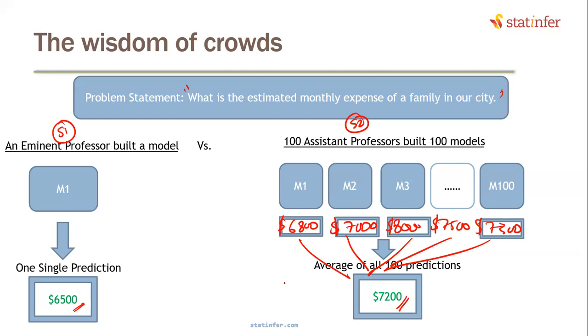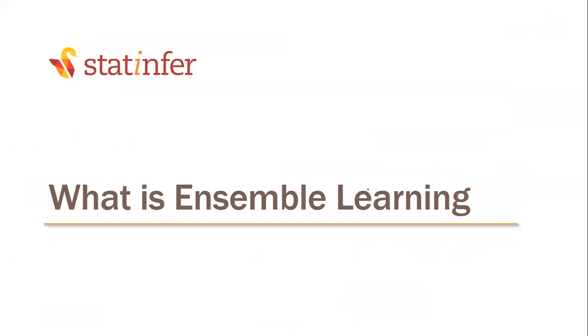Now, if I ask you the question, one model prediction versus the average of 100 model predictions, which one has a greater chance to be more accurate? Which one do you think will be near the accurate value? Most often, the average of the predictions of the 100 assistant professors' models has a higher chance of being near the actual value. Do you agree with this? Do you also feel the same? Most often, yes. This one will have a higher chance to be near the accurate value, isn't it? That is known as wisdom of crowds. Instead of building one model, if you are building hundreds of such models, this is known as ensemble learning.